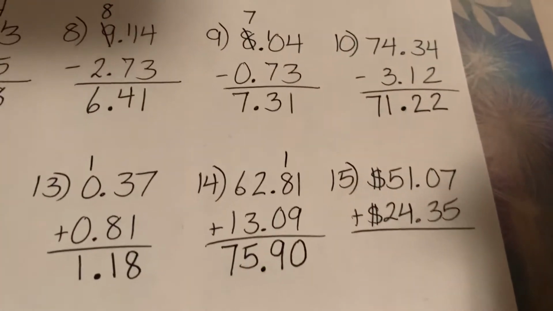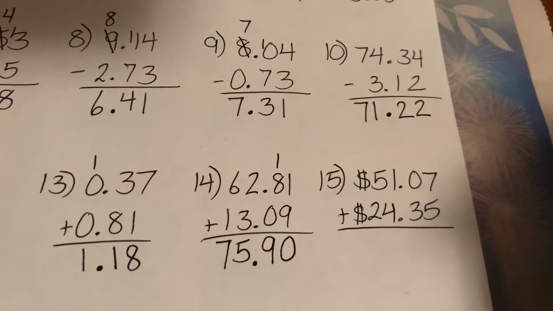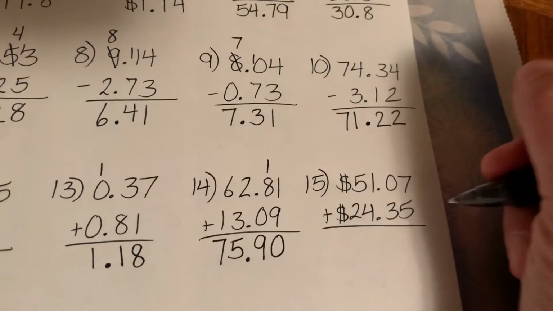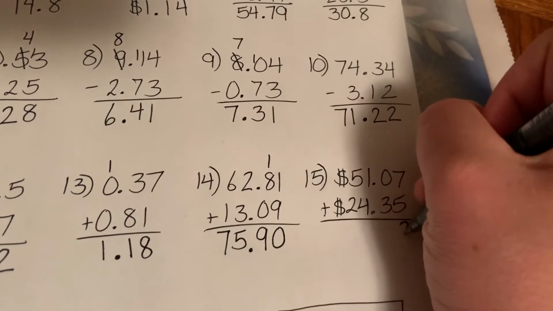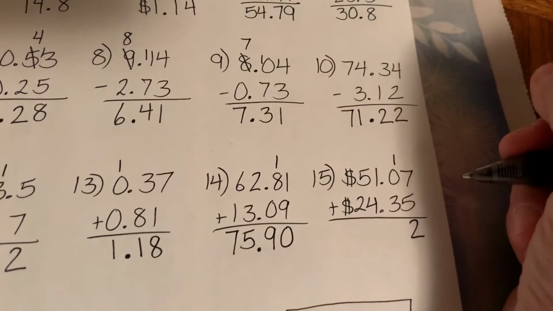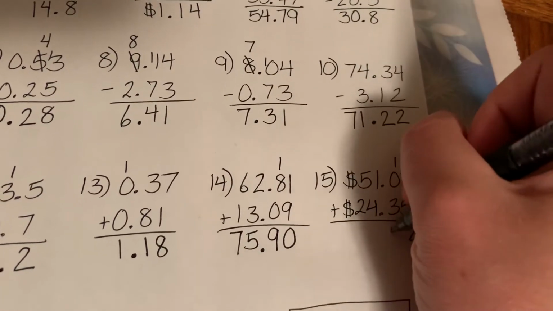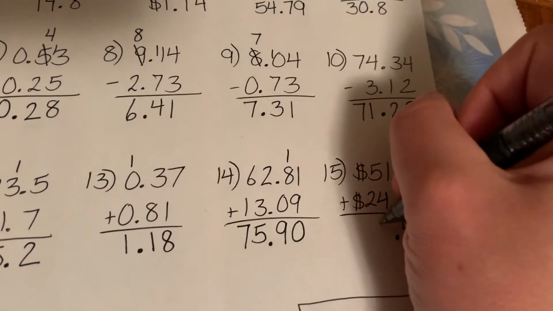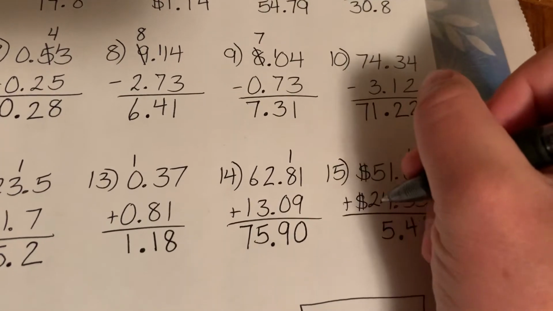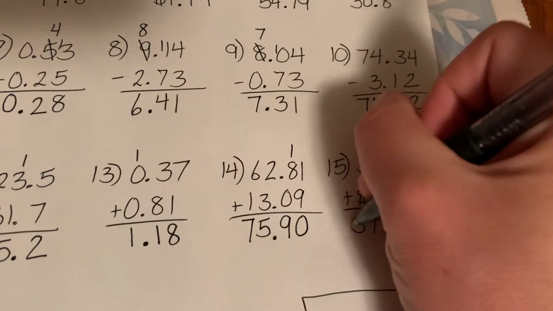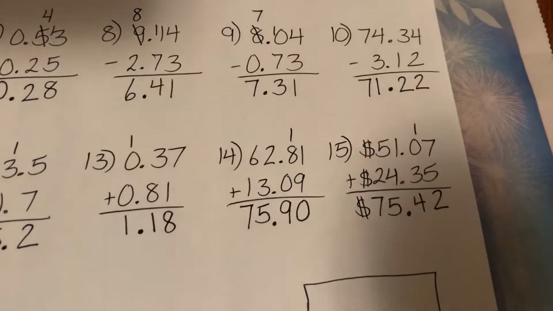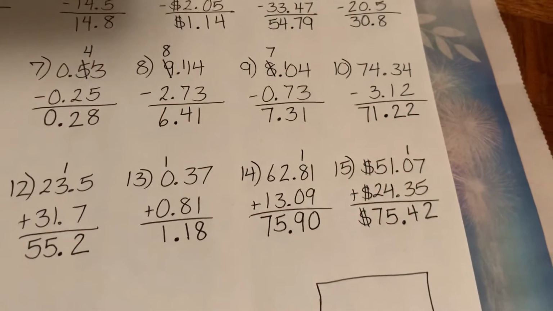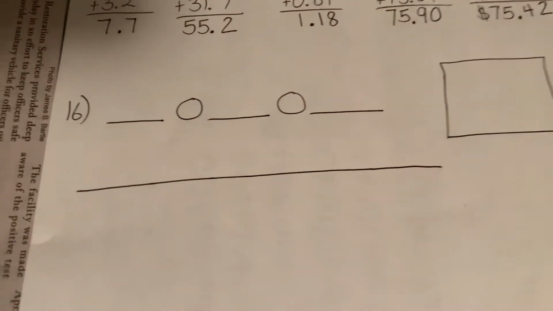Number 15, we have $51.07 plus $24.35. 7 plus 5 is 12. 2 down, carry the 1. 1 plus 3 is 4. Bring down the decimal. 1 plus 4 is 5. 5 plus 2 is 7. Bring down the dollar sign. And the answer is $75.42.